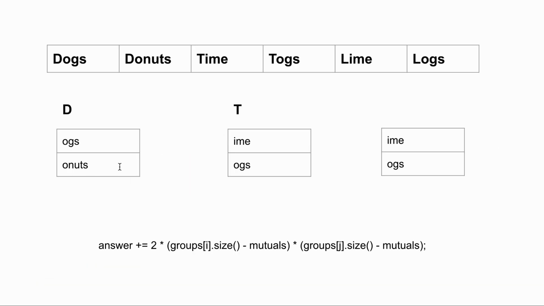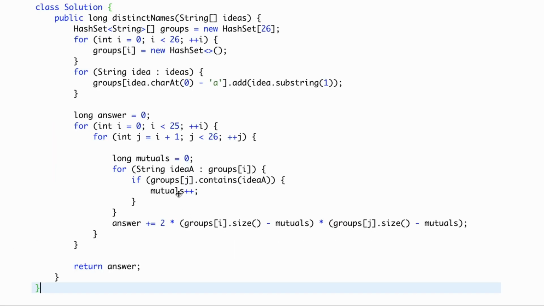For example, in this particular case, these were the mutuals, right? So what are we doing here? We are just counting the mutuals, and in the answer, we are subtracting the mutuals from the group size. Say there were 5 in this particular group, and there were 2 mutuals. We are subtracting them and multiplying with the other group, and we will add it to the answer. And finally, after all the pairs are formed, we return the answer.